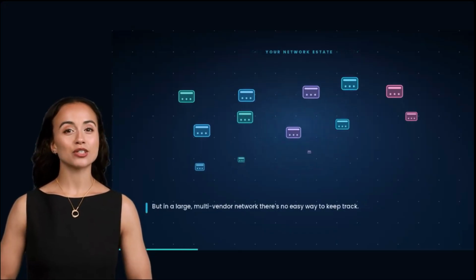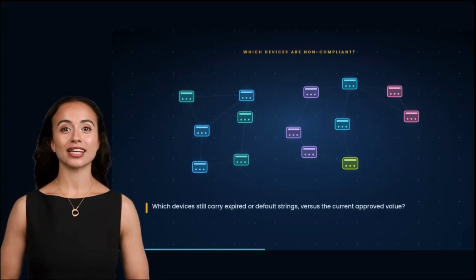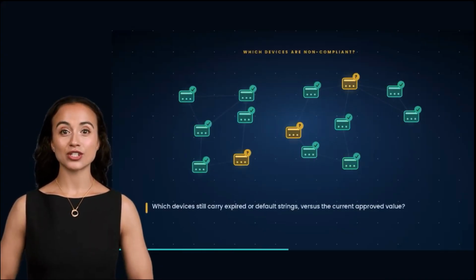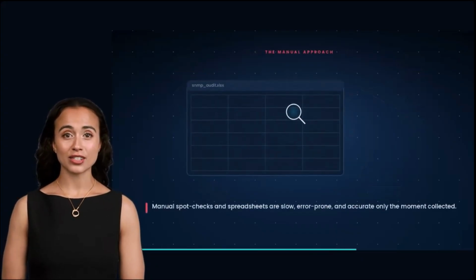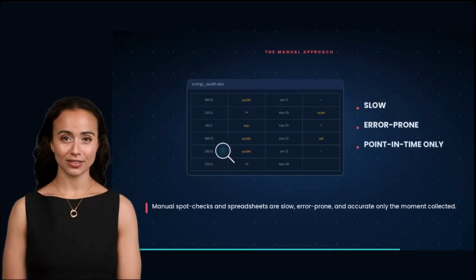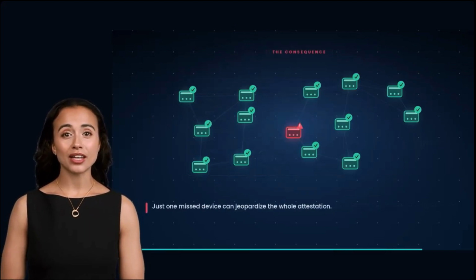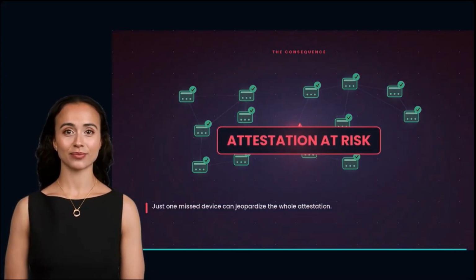But in a large multi-vendor network, there's no easy way to prove which devices still carry expired or default strings versus the current approved value. Manual spot checks in spreadsheets are slow, error-prone, and only accurate the moment they're collected, leaving teams without defensible audit evidence where one missed device can jeopardize the whole attestation.